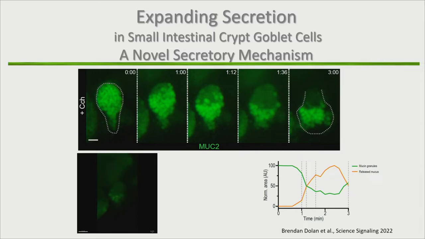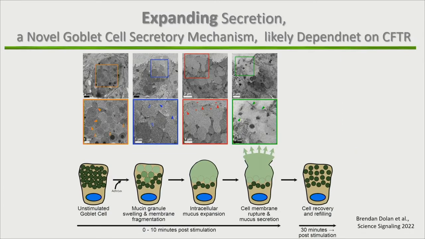And we call this expanding secretion, which means that the mucus is expanding inside the cell before it's released. And if you look at the electron microscope, which is of course very difficult to put in order, but based on the videos, we can do that. So in the beginning, you see the granules, and then they become more diffuse and a little bit bigger, and you can start to see remnants of the membrane.